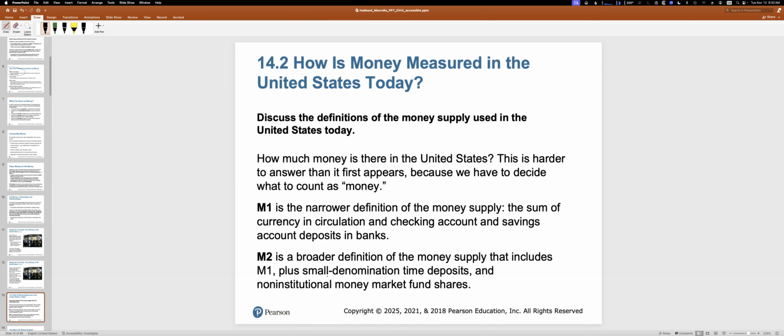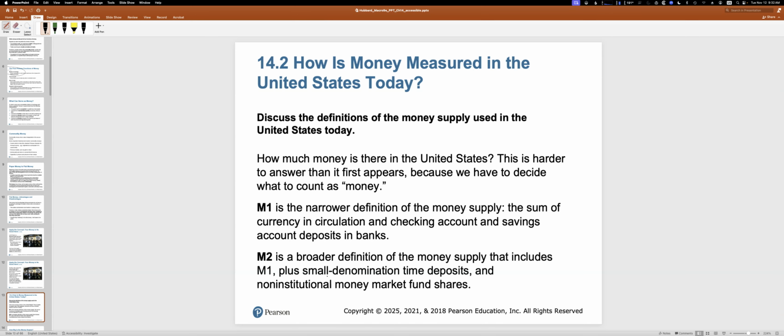Okay, so when we look at how we're going to measure the amount of money that we have, we're going to use what typically is called M1 and M2. M1 is a rather narrow definition of how much money we have. It's basically how many dollars do we have out there, the currency in circulation, as well as the amounts that we have in checking accounts and savings accounts.